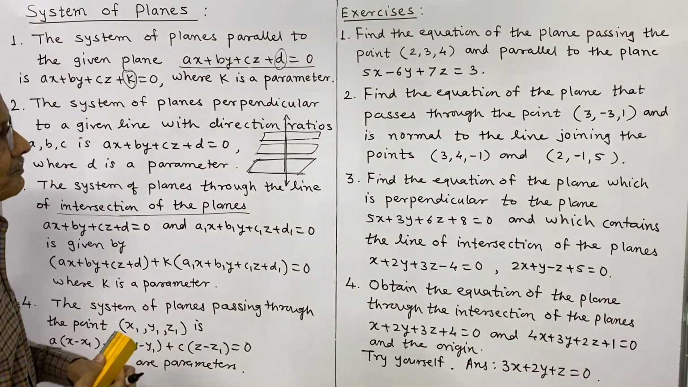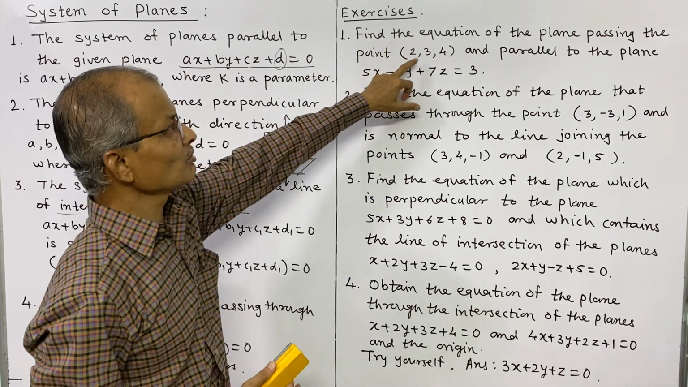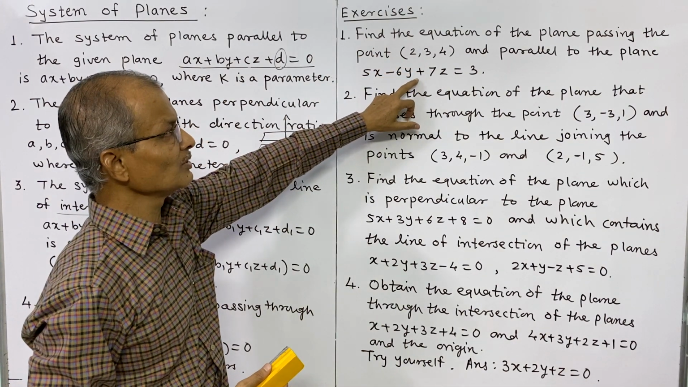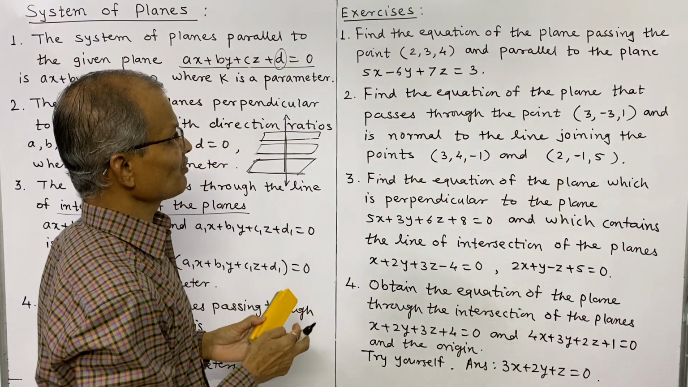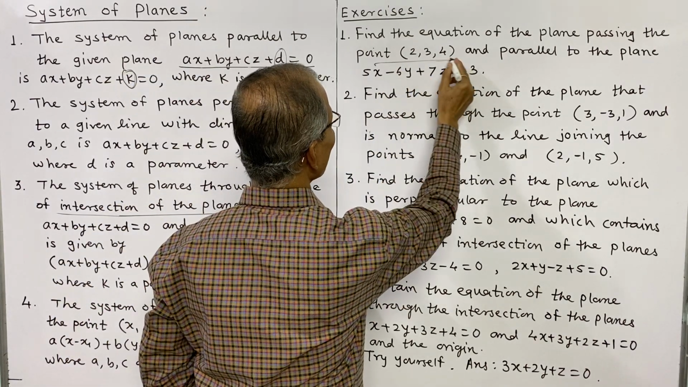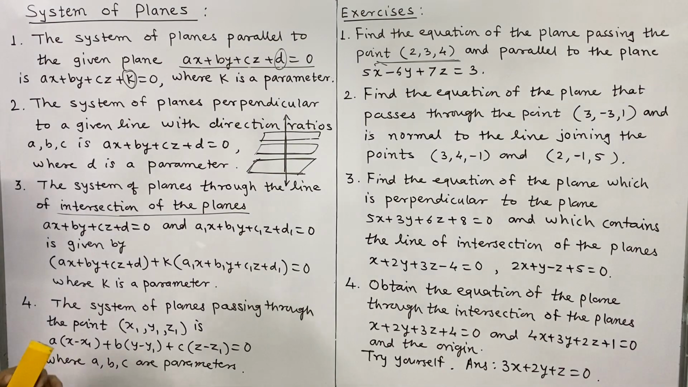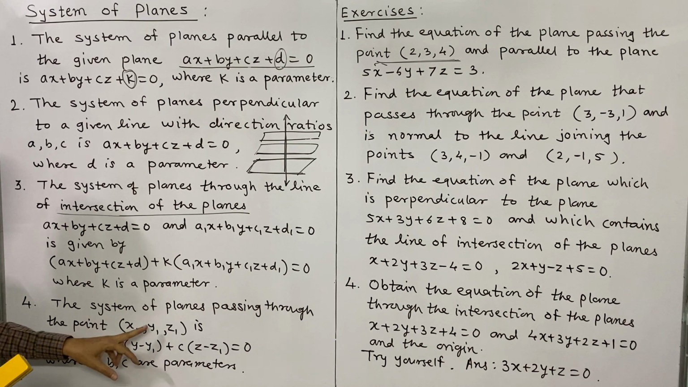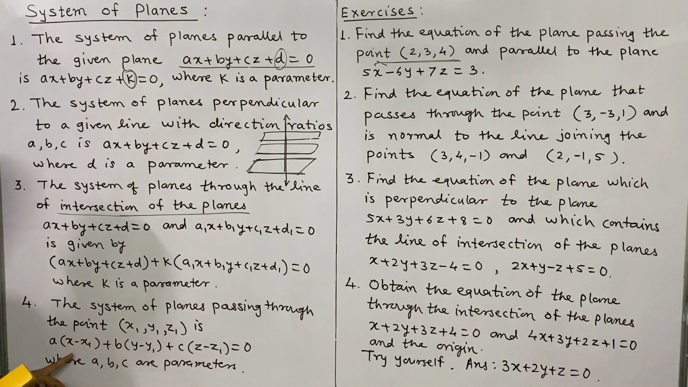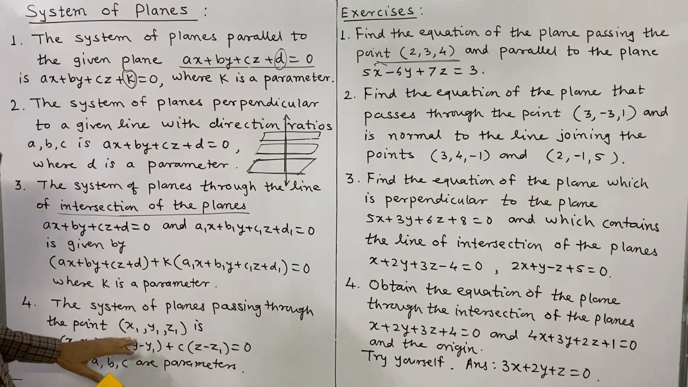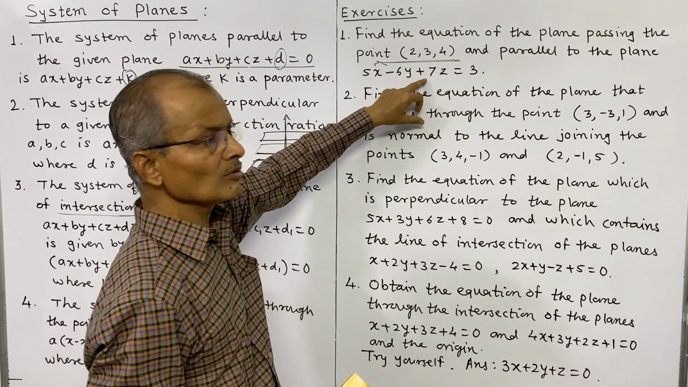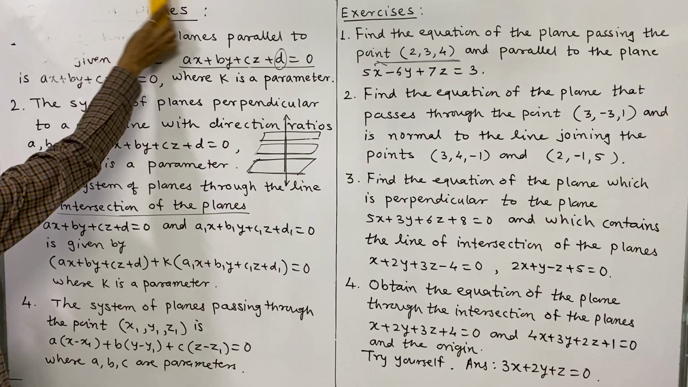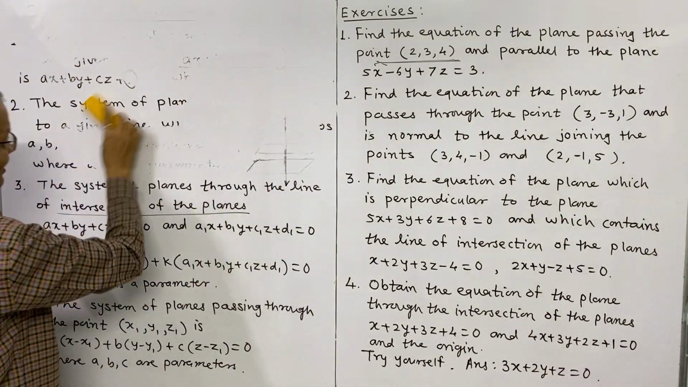Now see the first problem. Find the equation of the plane passing through this point and which is parallel to this plane. Now we want to write the equation of the plane passing through this point. The point is 2, 3, 4, and first we will write the system of planes passing through that point, so we have to use the fourth result. The equation of a plane passing through the point x1, y1, z1 is a into x minus x1, etc. Using that we will write the equation, and then we will use the condition that the required plane is parallel to this plane. Now I shall rub out this and we will write the solution of the first problem here.